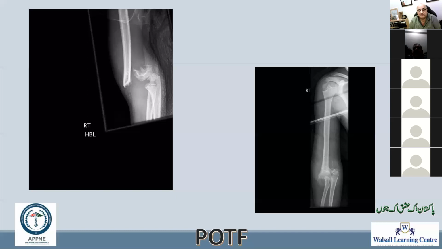So if ischemia has occurred, it is a pulseless hand, sir, then it depends on the time period. Initially we will reduce the fracture and reassess whether pulsation is returning. Try to reduce the fracture and reassess the perfusion. What is the most important thing you have to do before you try to attempt the fracture as an emergency?